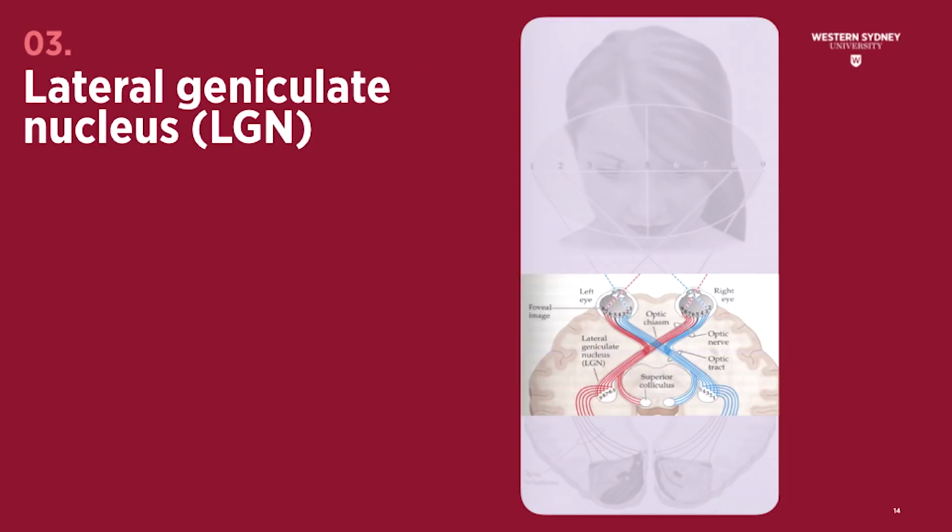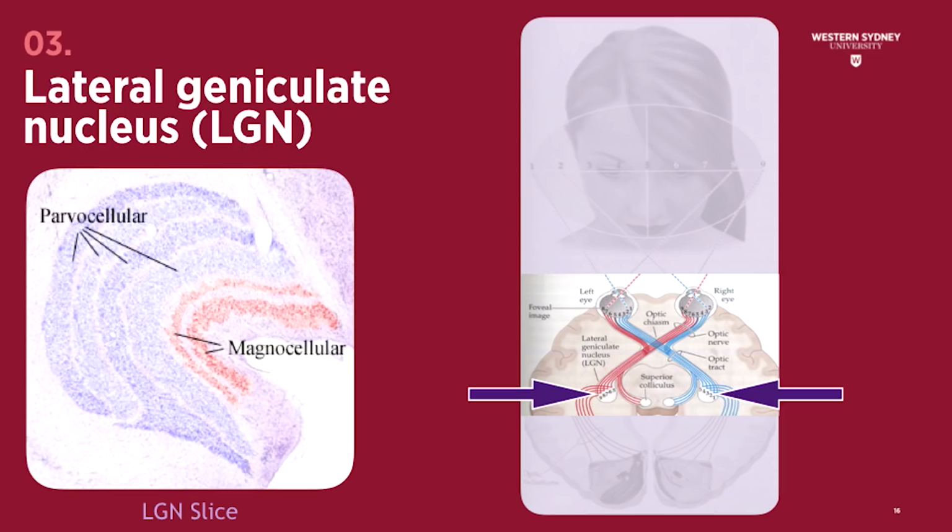Part 3. The lateral geniculate nucleus. Once a ganglion cell is stimulated, its electrical activity is transmitted through the back of the eye via the optic nerve to the lateral geniculate nucleus, or LGN, which is located in the thalamus. The LGN is organised in discrete layers, which can be seen in the image on the left.